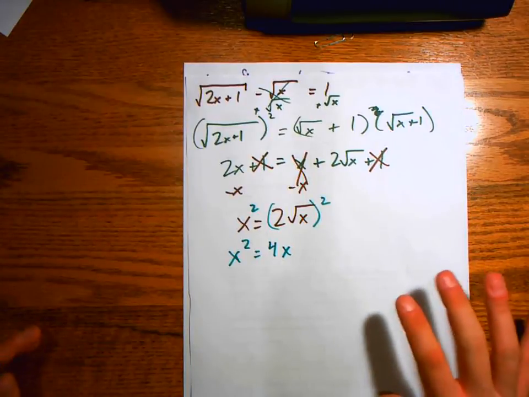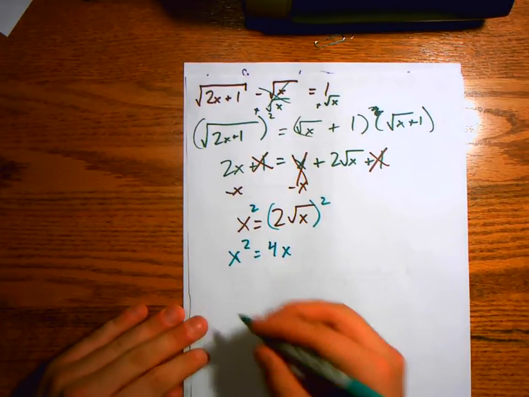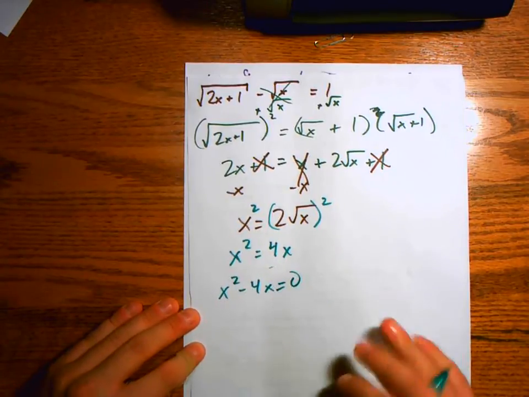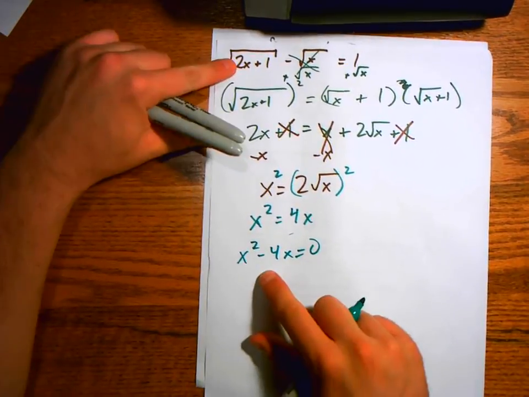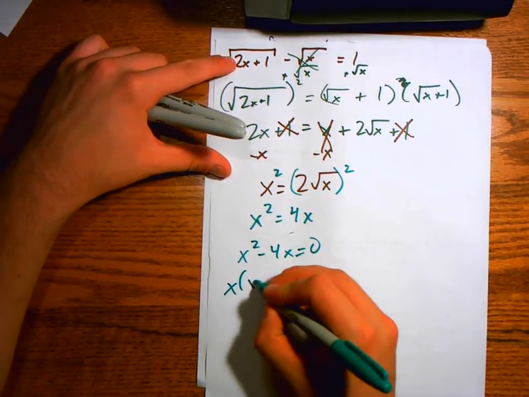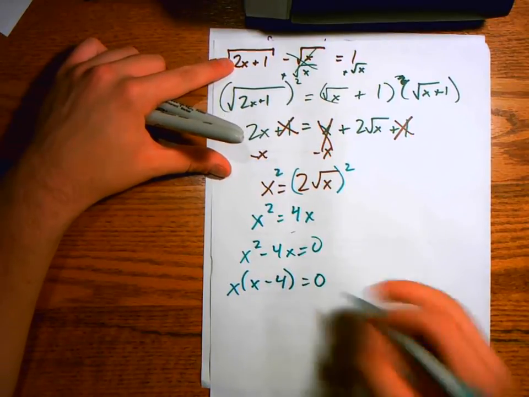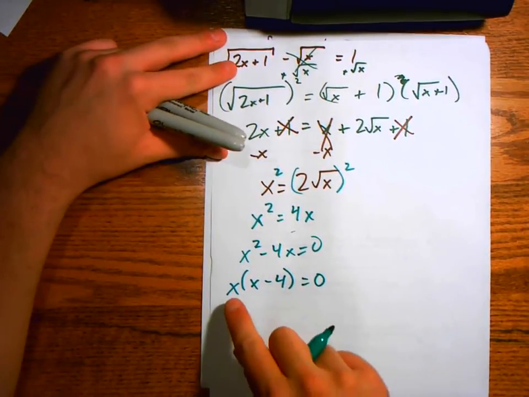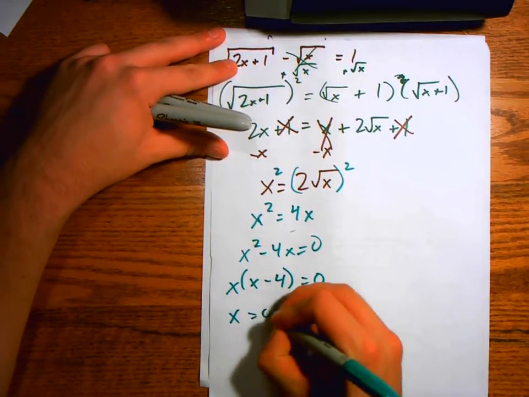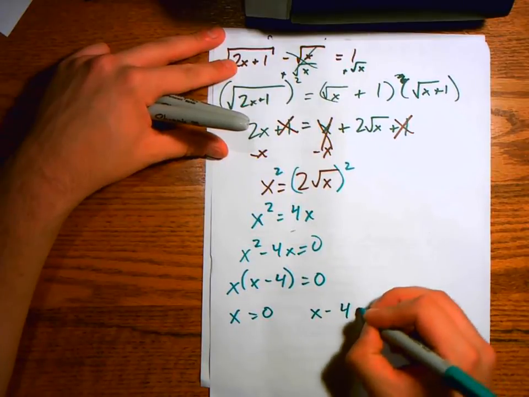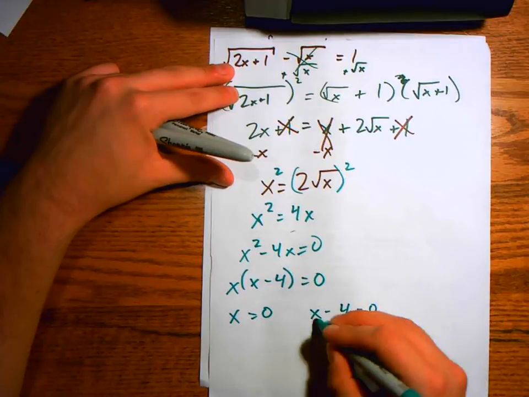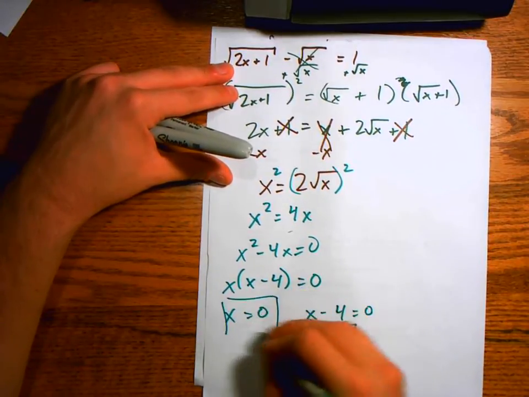From here, it's a simple quadratic equation. Set everything equal to 0, so I'm going to subtract 4x on both sides. Now I can factor out an x from here, since they both have an x in common. Taking a look at the greatest common factor. Now since I have this times this equals 0, that means my first one can equal 0, and my second one can equal 0. Adding 4 on both sides, you get x equals 4. So I have two answers, x equals 0 and x equals 4.